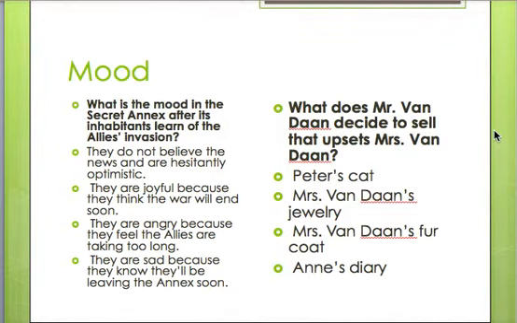So what does Mr. Van Daan decide to sell that upsets Mrs. Van Daan? Was it Peter's cat, Mrs. Van Daan's jewelry, Mrs. Van Daan's fur coat, or Anne's diary? Yep, it was Mrs. Van Daan's fur coat. And that actually comes to be a symbol in the story, because Mrs. Van Daan's fur coat became a symbol to her of the outside world and of her old life. And so losing it meant that she was losing her old life, her outside life.